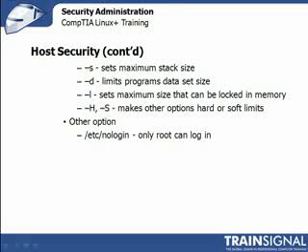Our ulimit options continue with -s, which sets the maximum stack size. Then we have -d, which limits the program dataset size, and -l sets the maximum size that can be locked into memory. -H and -S make the other options hard or soft limits.